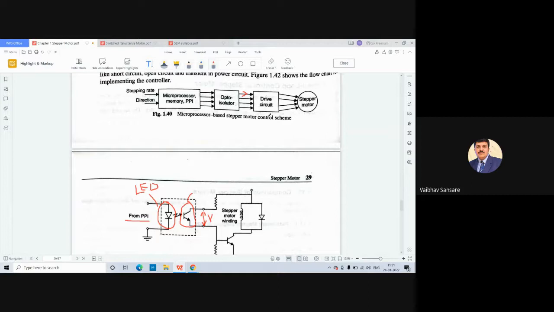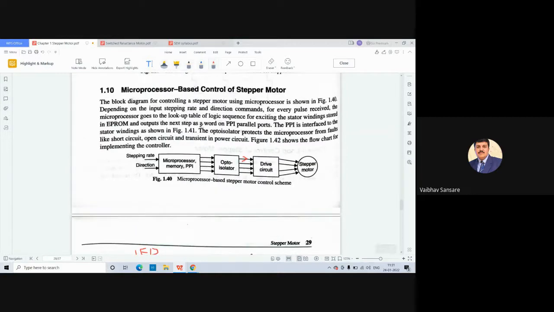So this is the general block diagram for any microcontroller or microprocessor based stepper motor control scheme. It consists of a microprocessor with a memory and PPI, then an opto isolator to provide electrical isolation between the control circuits and the power circuit, then driver circuits of the semiconductor devices connected in each phase of the stepper motor, and this entire thing is connected to the stepper motor stator winding.